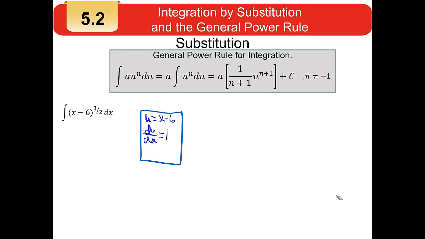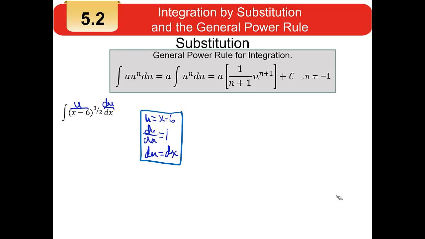Then you compute the derivative of u with respect to x. The derivative of x is 1, the derivative of 6 is 0, so you end up with du over dx equal to 1, which means du is just 1 dx, or du is equal to dx. And now you look back and see if you can substitute. Well, yes, you can. You're not even off by any factors.